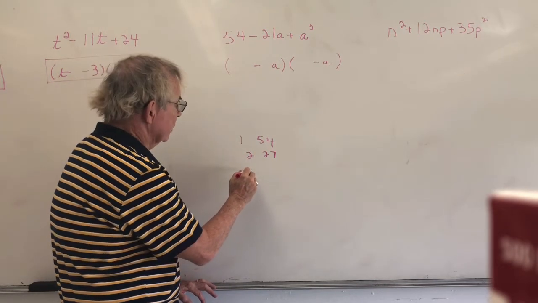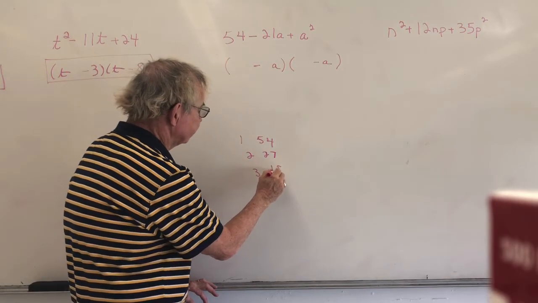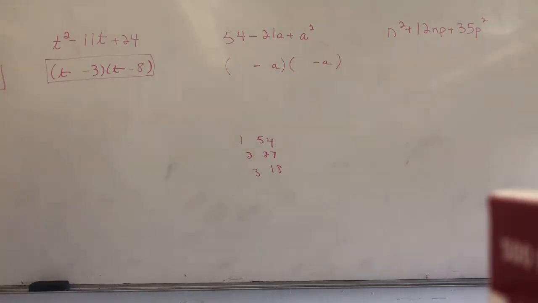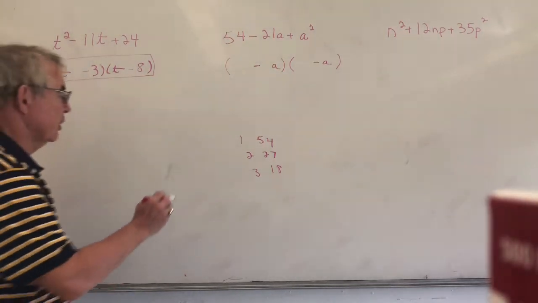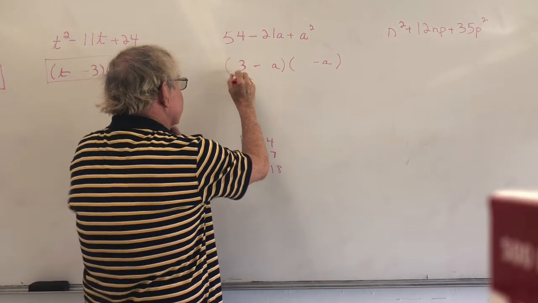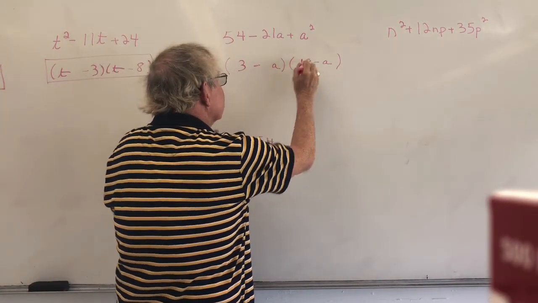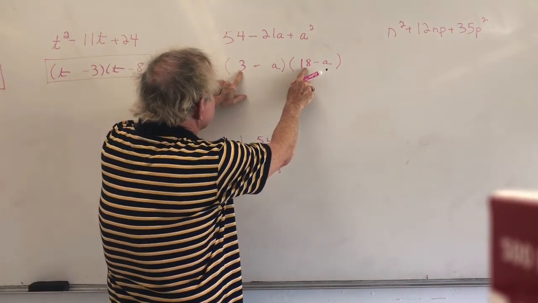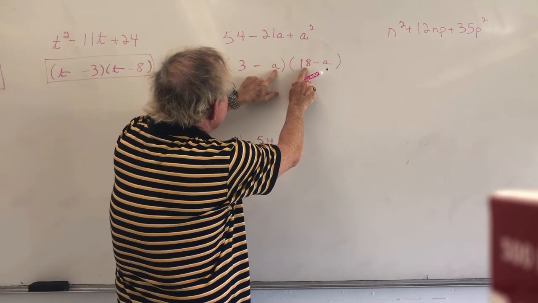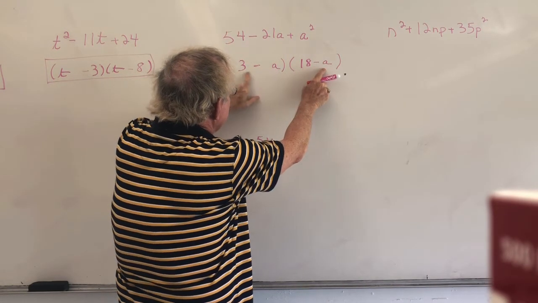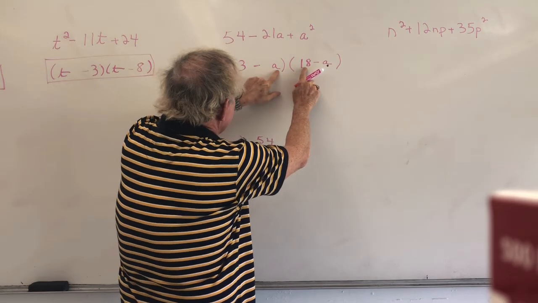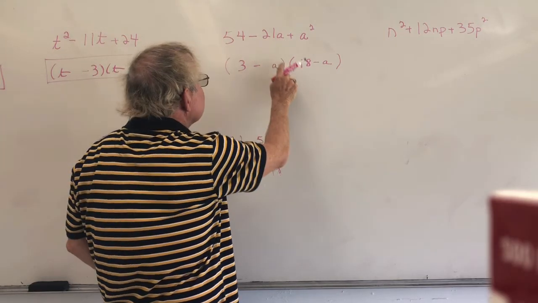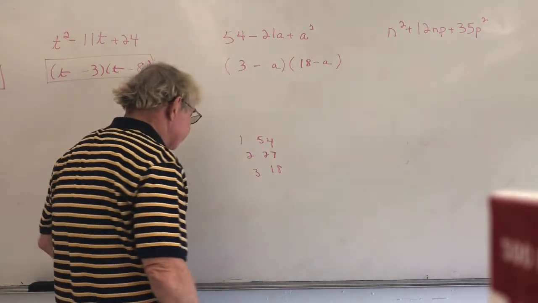Okay, there's 3 and 18. Aha, if you combine 3 and 18, you get your 21. So you could put the 3 first if you choose, and the 18 second. Now let's check. There's your 54. Here's negative 18a and negative 3a. Negative 18, negative 3, negative 21. And negative a times negative a is a squared.